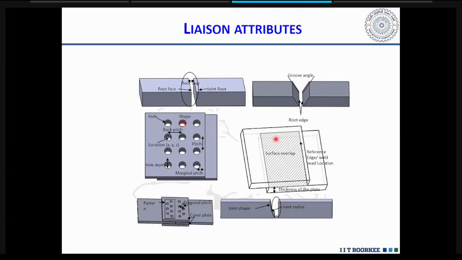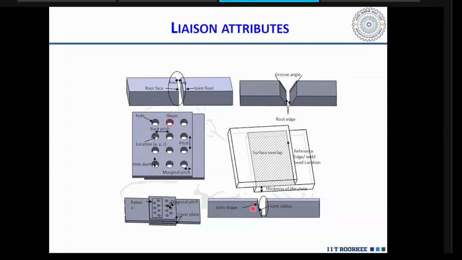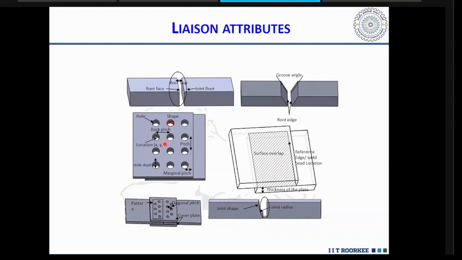Similarly, the joint shape, like U groove, V groove, J groove. And suppose we want to capture riveting, then we need information about hole shape, back pitch, location, pitch, hole depth, marginal pitch, etc. Similarly, pattern, diagonal pitch, cover plate. So all sorts of information.